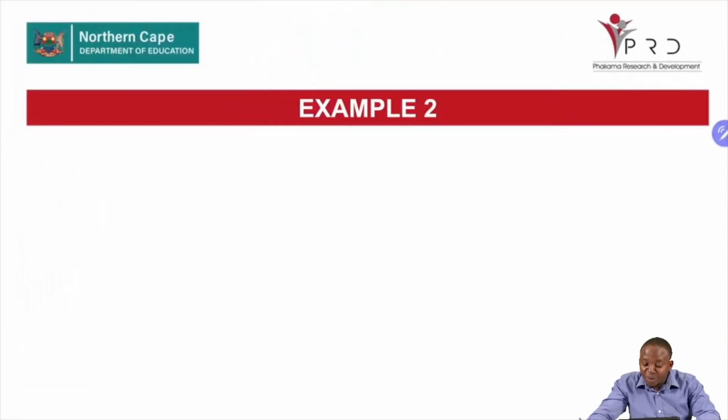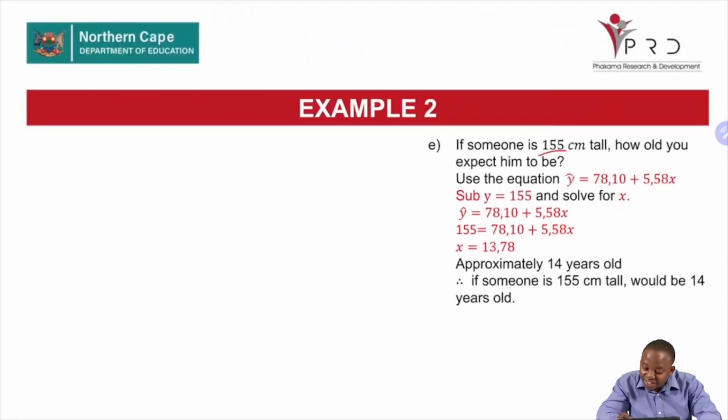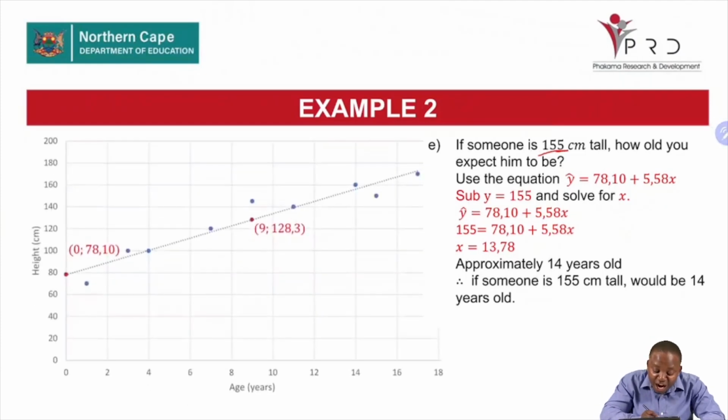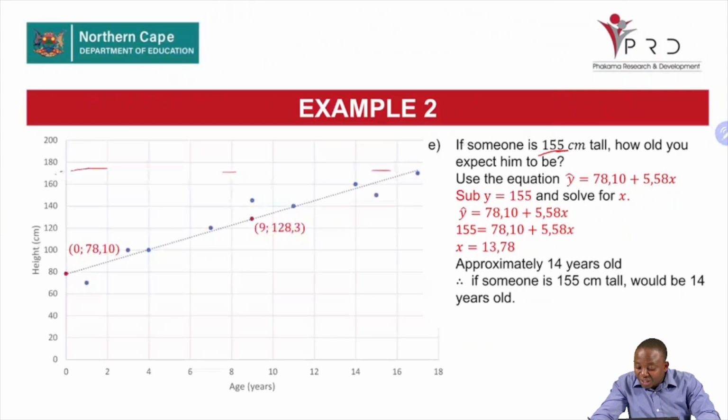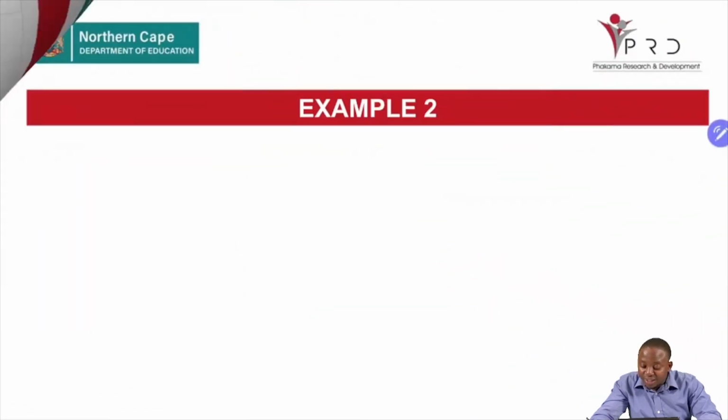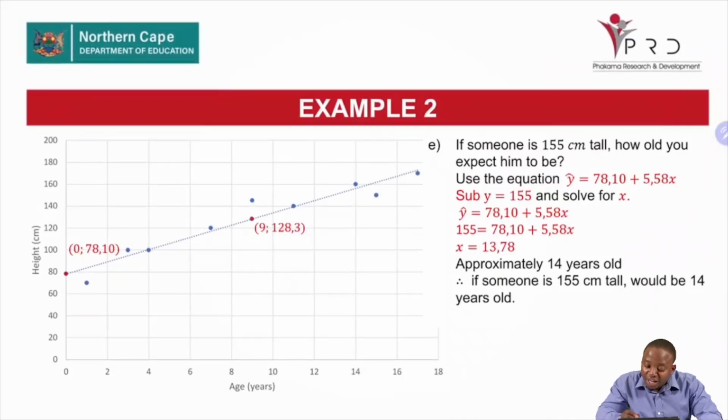What are we looking for? We are checking where this 155 centimeters is. Our highest value was just below the 155, so it is below or within. So we can see that that value is within. Now, if someone is 155 centimeters tall, how old do we expect them to be? Here we are looking for the age of this person.